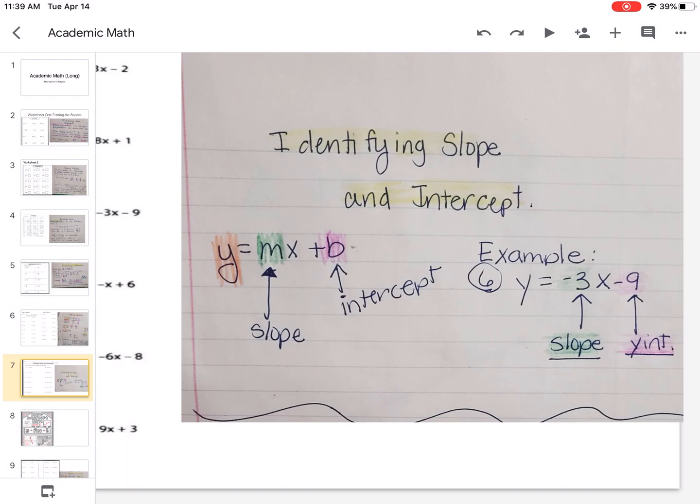So here's the formula, y equals mx plus b. You can see the slope is green. If it's next to that x, it's going to be the slope in this worksheet. It will always be there, okay? The y-intercept is pink, and it'll always be the b. So for example, y equals negative 3x minus 9. The slope is negative 3. The y-intercept is negative 9.